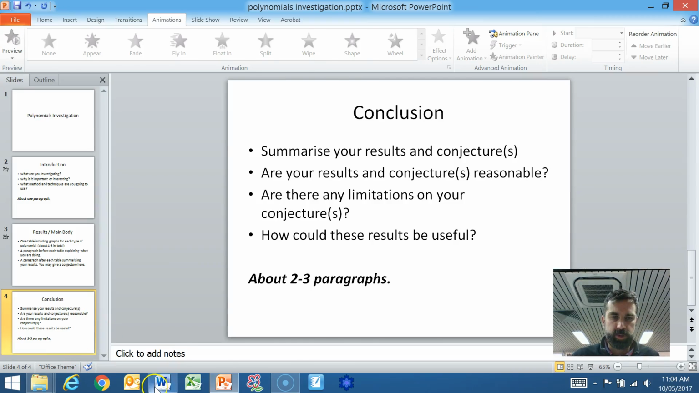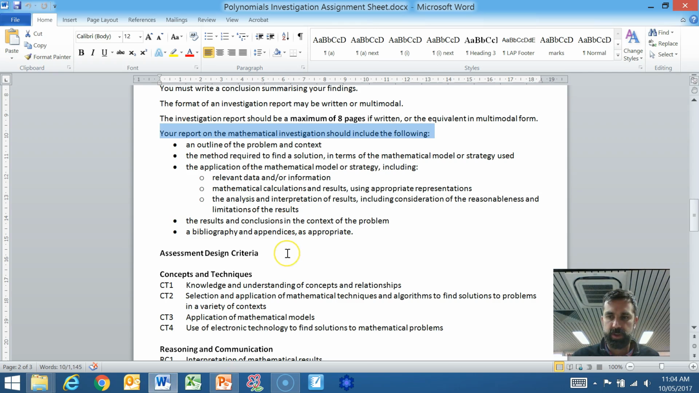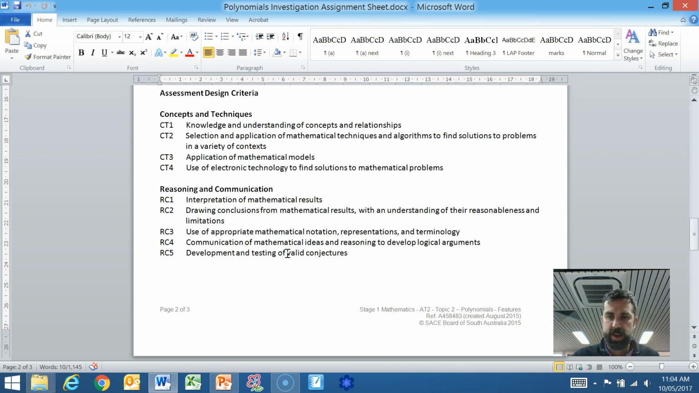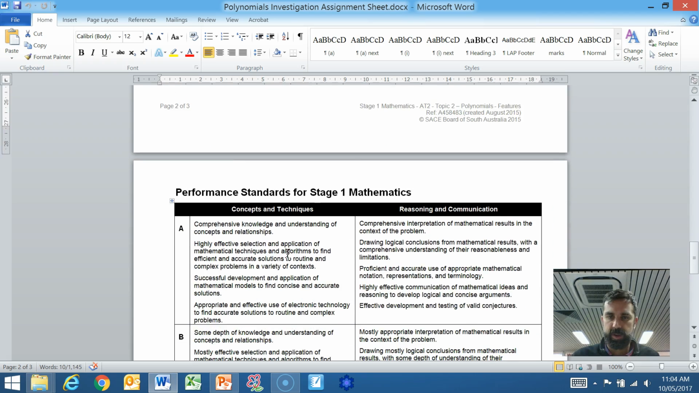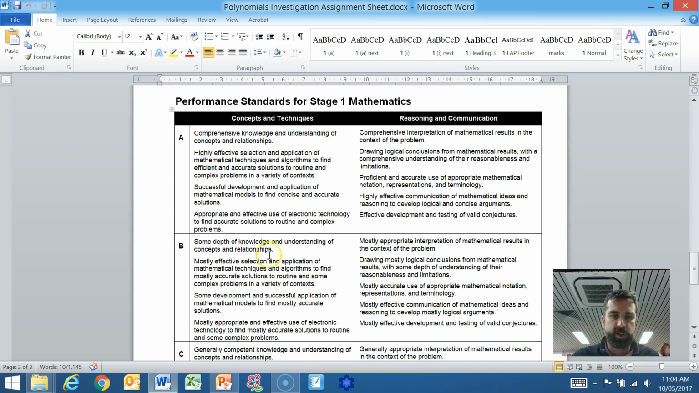Okay. Now what I just want to do finally is have a look at the assessment rubric so that you get an idea of what I'm looking for when I mark the assignment. So if you have a look, let's look at the A grade because the A grade tells us what the highest level is. So let's have a look through these. Basically there's 4 different criteria on the left and 5 different criteria on the right.